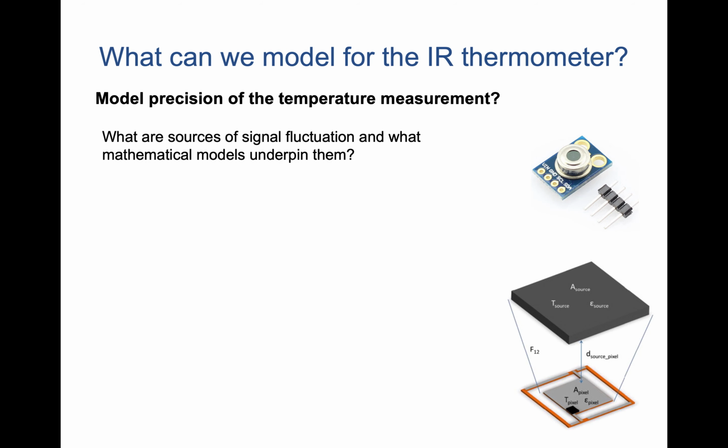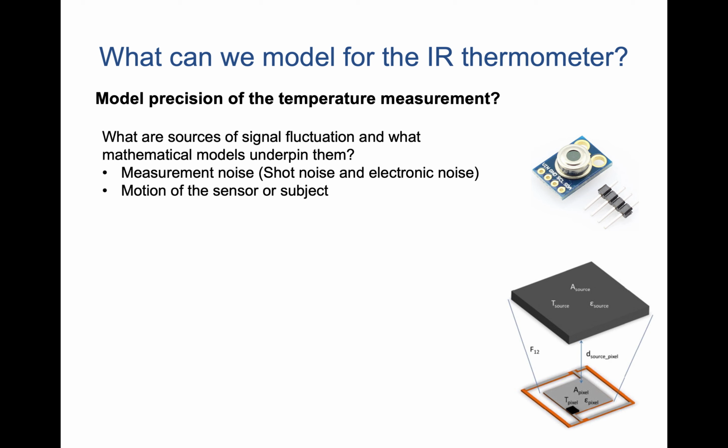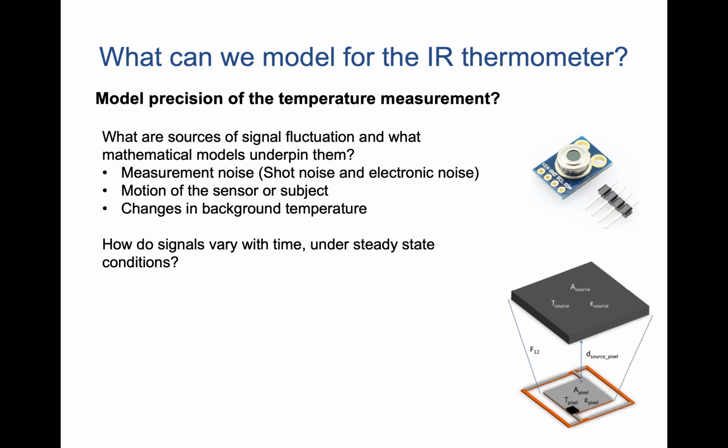So what other things could we model in the IR sensor? We could have modeled what are the sources of signal fluctuation and what mathematical models underpin those. We could model measurement noise. We could model motion of the sensor or the subject. We could have modeled changes in the background temperature. We could have modeled how signals vary with time under steady state conditions.